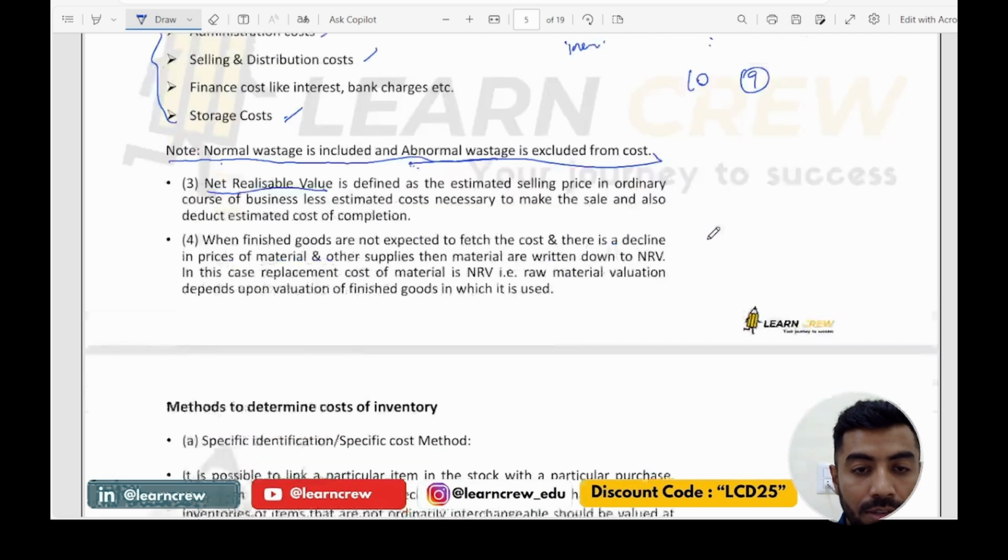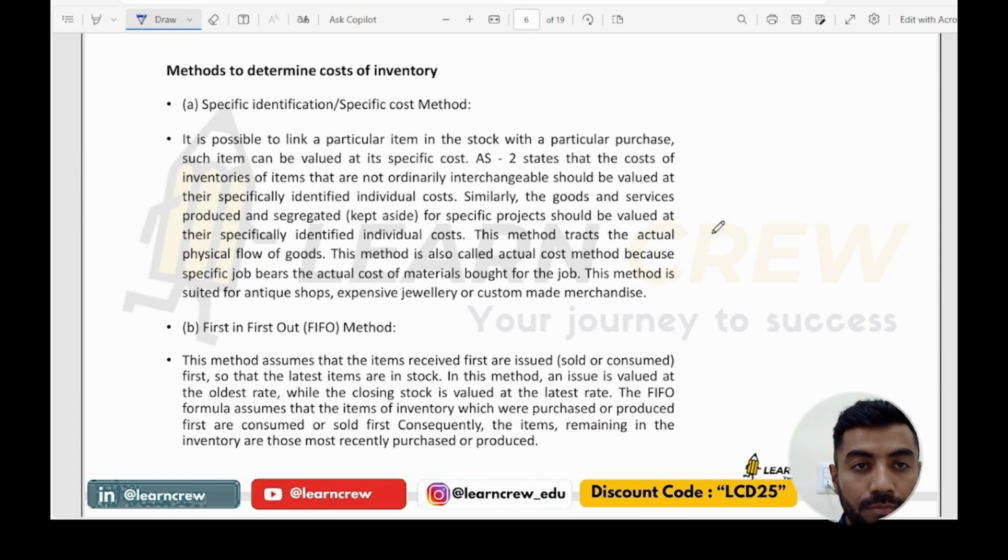We'll move on to the next topic. Methods to determine cost of inventory. See, there are various methods to determine the cost of inventory. We'll have to find the value of closing stock at the given point of time, that is at the end of the year, 31st March. For that we have different methods which are given. We'll look into it one by one.